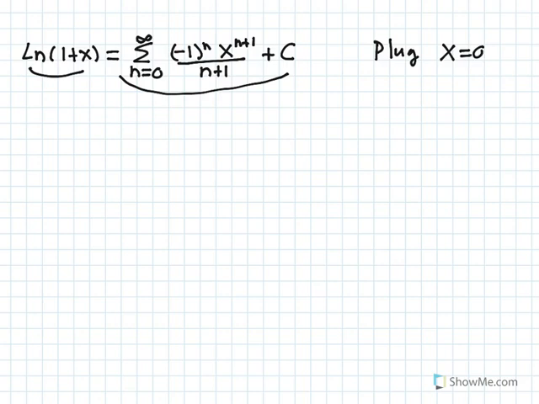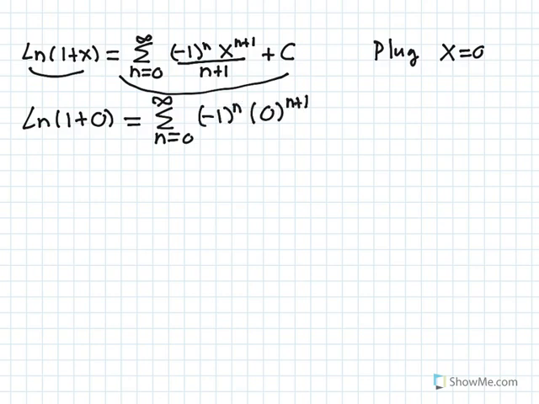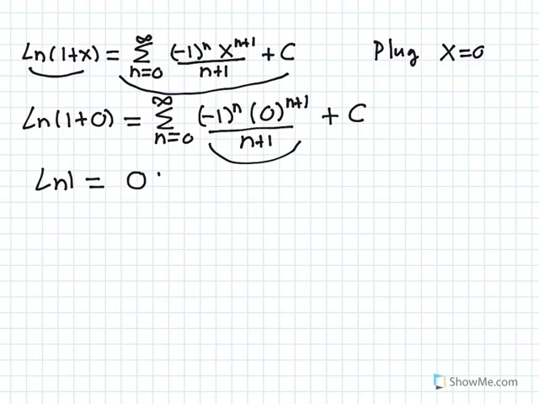Plug x equals 0. We're going to get log of 1 plus 0 is equal to summation n equals 0 to infinity, minus 1 to the power of n, times 0 to the power of n plus 1, divided by n plus 1, plus c. Now all of these terms are going to be 0, so we get log of 1 is equal to 0 plus c. Now log of 1 is of course 0, so we solve for the constant, c is equal to 0.